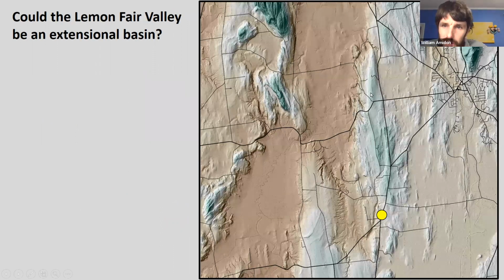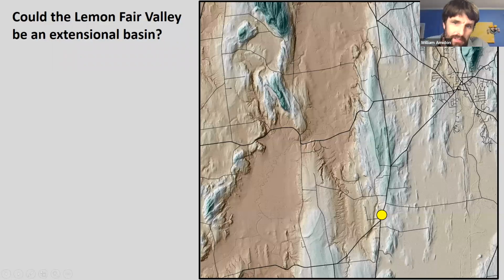So again, just to orient you, this is Middlebury over here. This is Highway 125. This is the big hill on 125. Here's where 125 crosses the Lemon Fair, right here. And this squiggly line is the Lemon Fair River running northward. And here's the Cornwall Town Hall in yellow dot.